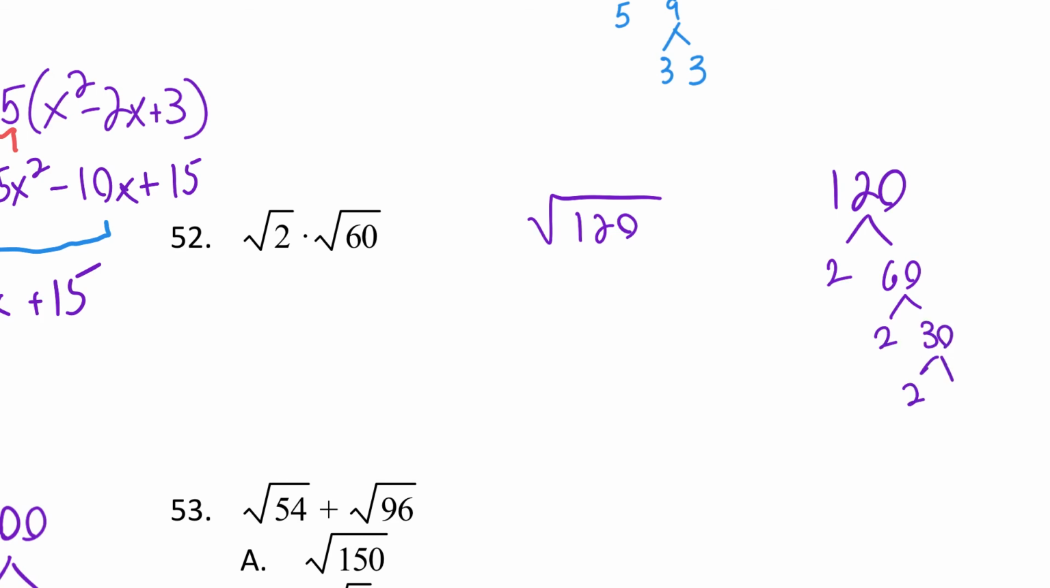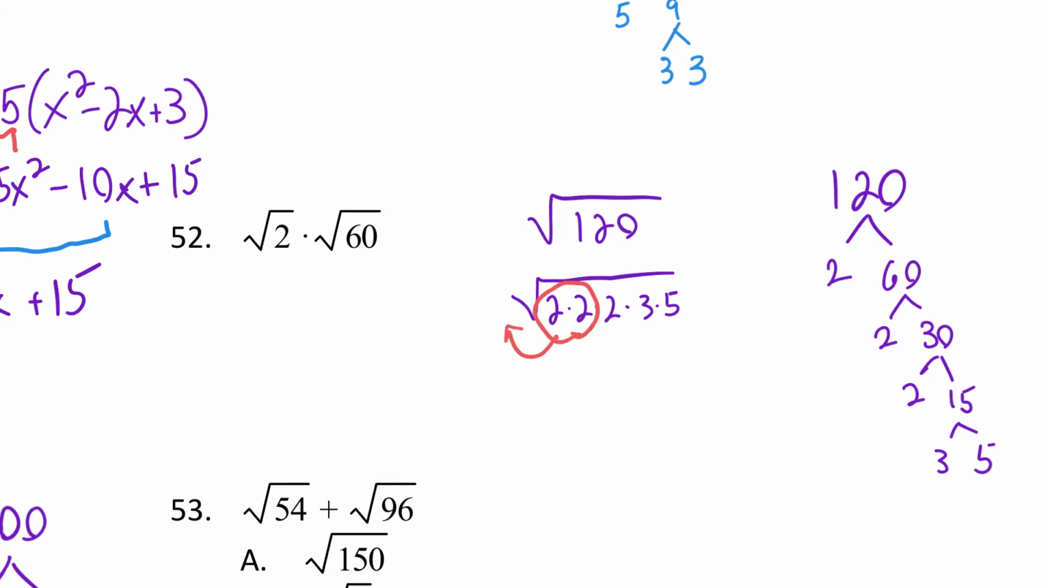And 2 goes into 30, and that's 15. And 3 goes into 15, and that's 5. So 2 times 2 times 2 times 3 times 5. Okay, I can get behind that. So it's the square root of 2 times 2 times 2 times 3 times 5. And there's not a lot you can actually pull out of this one.